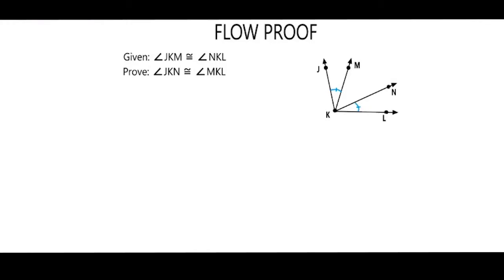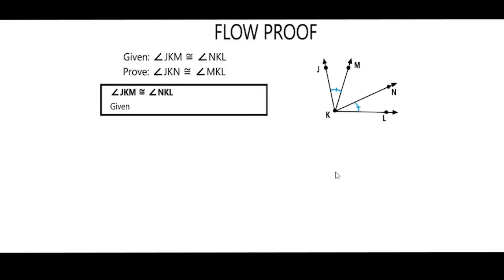At this point, you should have already learned how to write a paragraph proof and a two-column proof. A flow proof is just another way to show the reasoning of a proof, and this is done by writing each statement and reason in a box. So it all starts with a box.